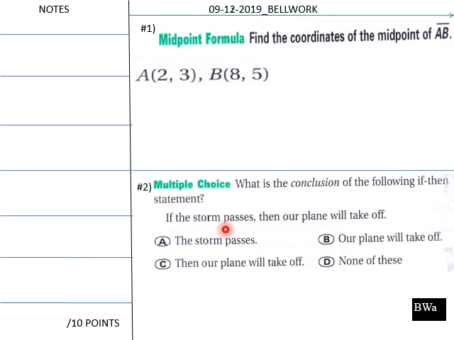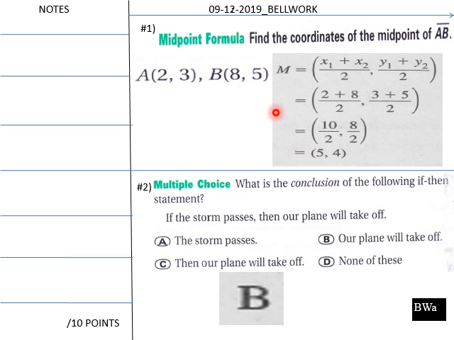Okay, welcome back for your solutions. Down here will be B. Our plane will take off. What is the conclusion of the if-then? If the storm passes, then our plane will take off. This is the conclusion part of this if-then statement. And then up here will be the midpoint again. This is the formula for finding your midpoints, and it would be 5, 4.